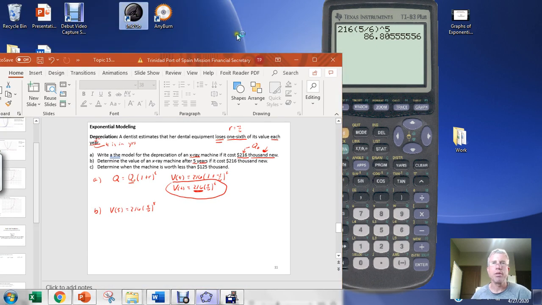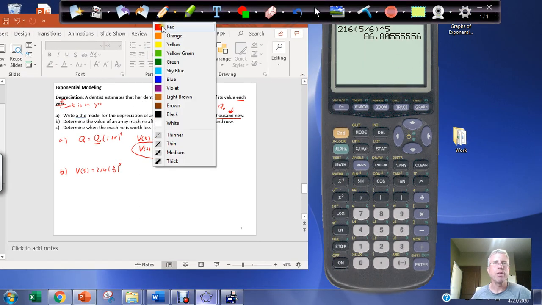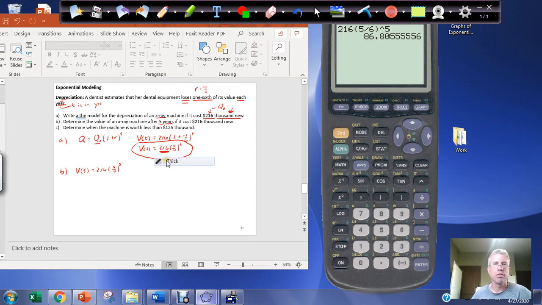So there's a couple ways I could think about reporting my answer here. Two ways that would be pretty reasonable. One way to think about this would be to say, hey, my model's in thousands of dollars. So I could say, I'm going to round it out to 3 decimal places, 86.806. But because my model is in thousands of dollars, I can move that decimal place 3 places and say the approximate value of my machine is going to be $86,806.